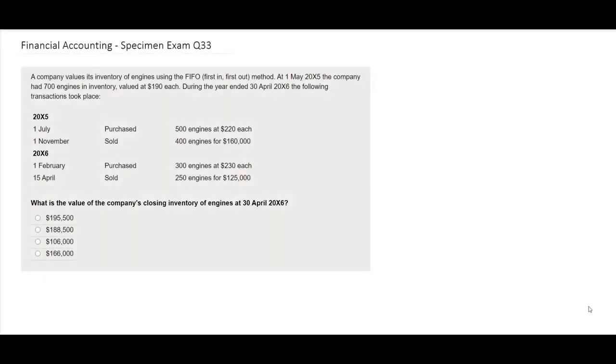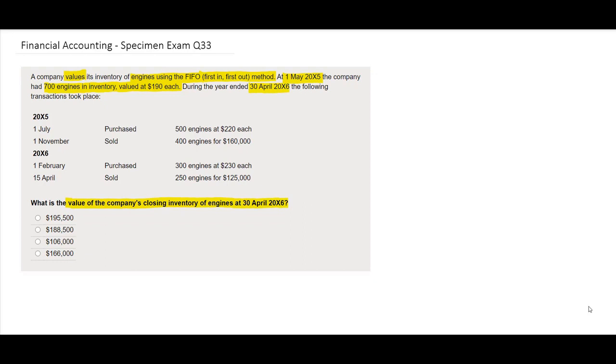In this question, you are being asked to find the value of the company's closing inventory of engines at the 30th of April 20x6. The information provided tells you that they value the inventory of engines using the FIFO, first in, first out method. They tell us how many engines they had at the beginning of the year. So on the 1st of May 20x5, they had 700 engines in inventory that were valued at $190 each. They then show us the transactions during the year, taking us up to the 30th of April 20x6.